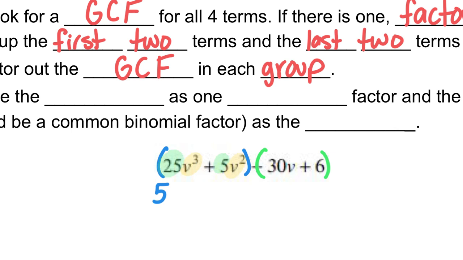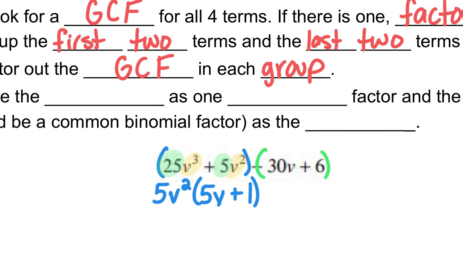So 25 and 5 both share 5. V to the third and v squared, well, my GCF for that will be v squared, because remember, we're going to pull the number that would be common for both out. If I do that, 5 times 5 is 25. V squared times v would make v to the third. Plus 5 times 1 is 5. V squared is on the outside. I don't need a v on the inside because I only have v squared anyway. So v squared times 1 would give me v squared. 5v squared times 5v would give me 25v to the third. So I factored the GCF out of the first group.